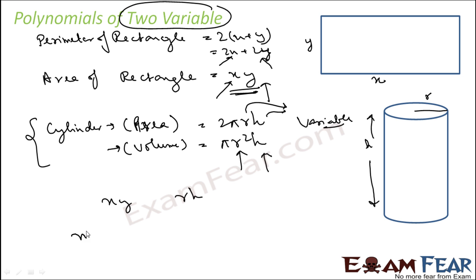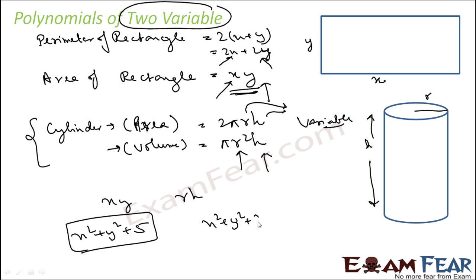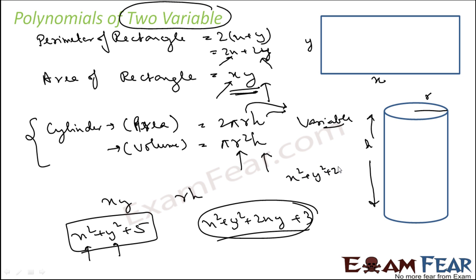Another example can be, for example, x square plus y square plus 5, or x square plus y square plus 2xy plus 3. These are also examples of polynomial of two variables because they have two variables x and y, right? But if you see x square plus y square plus z square plus 3, this is not a polynomial of two variables because there are three variables x, y and z. Okay. So with this, I hope that you have got the concept of polynomial. What is polynomial? And polynomials are typically of one variable, two variables, three variables.